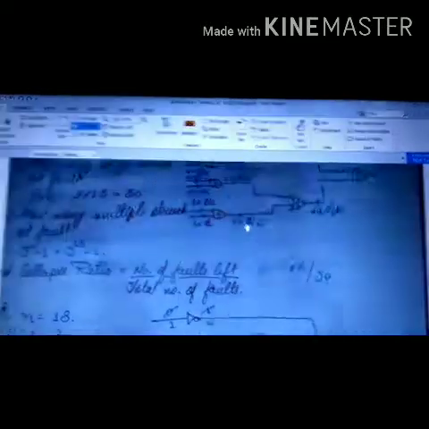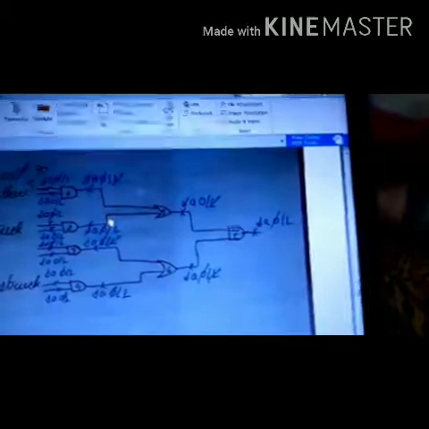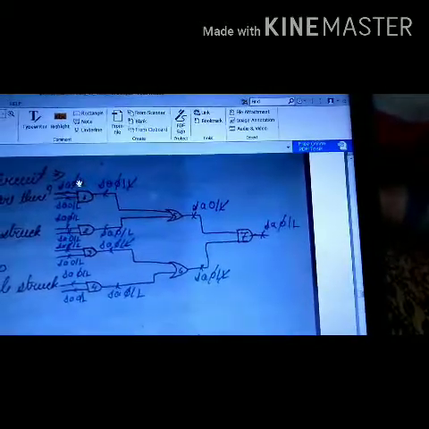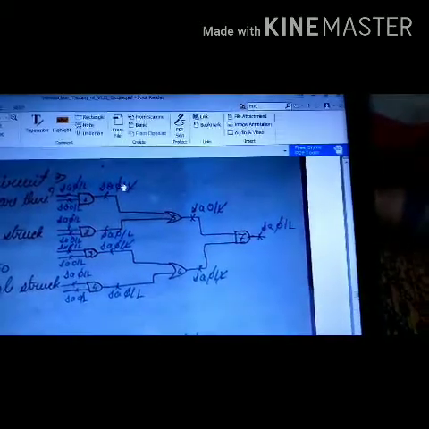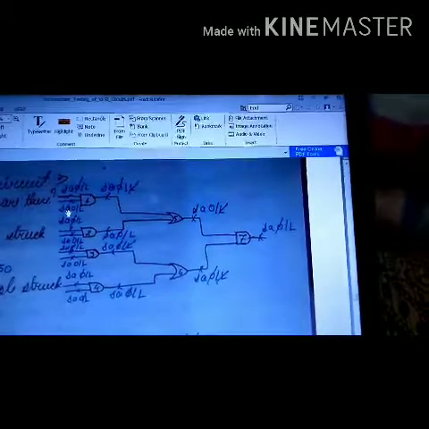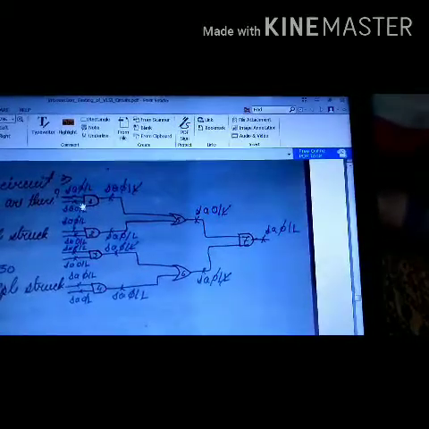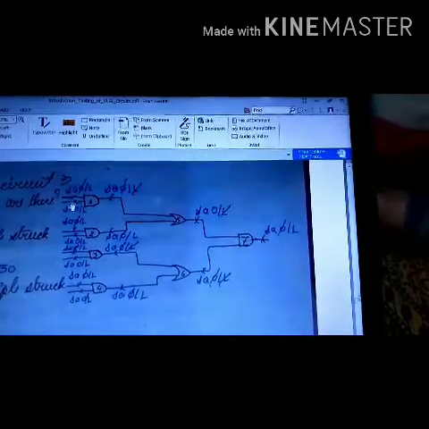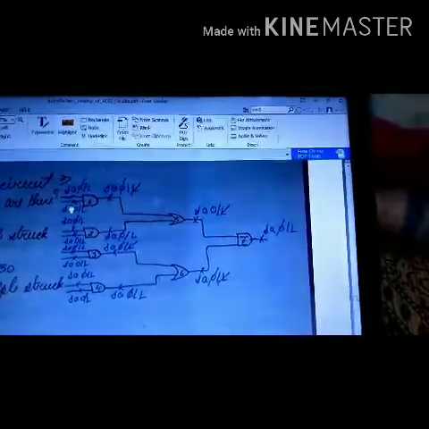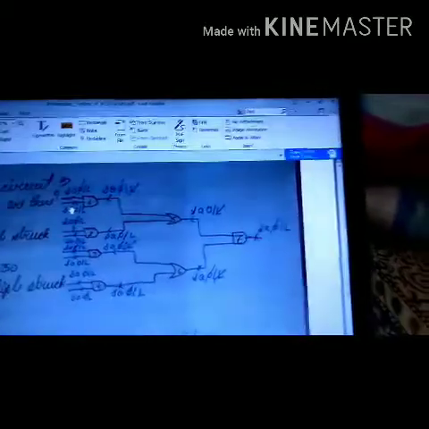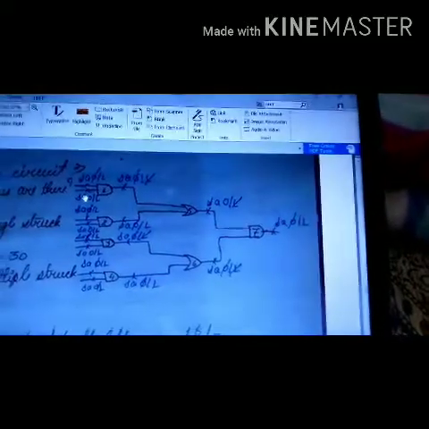Now a natural question that will arise is why I am cancelling this stuck at 0 with this stuck at 0. It is not compulsory. You can cancel this stuck at 0 with this stuck at 0 as well, but only one of these two stuck at 0s will get cancelled. Okay, that is the most important point to focus on.